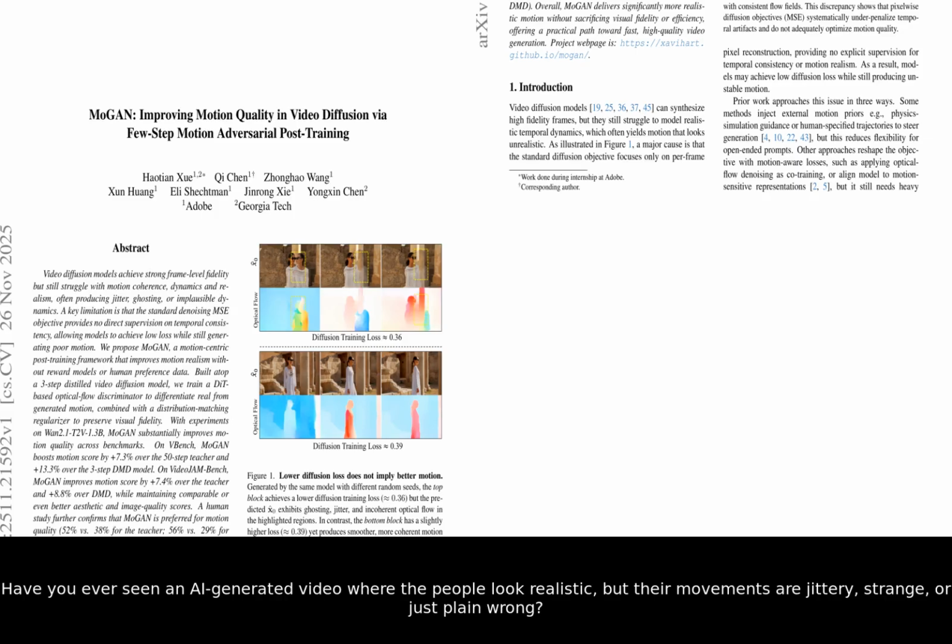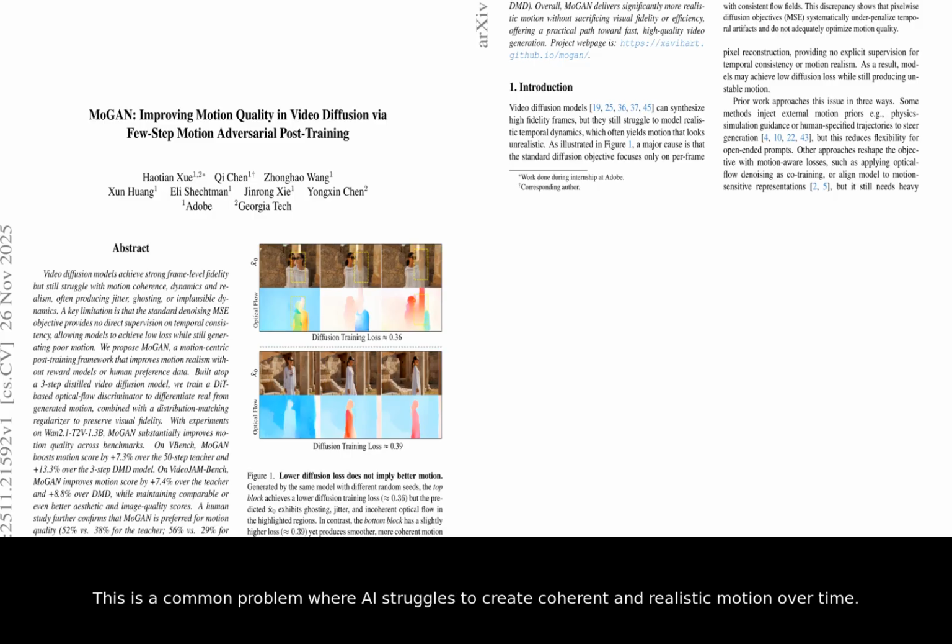Have you ever seen an AI-generated video where the people look realistic, but their movements are jittery, strange, or just plain wrong? This is a common problem where AI struggles to create coherent and realistic motion over time. Researchers from Adobe and Georgia Tech are tackling this exact issue with a new framework called MoGAN.